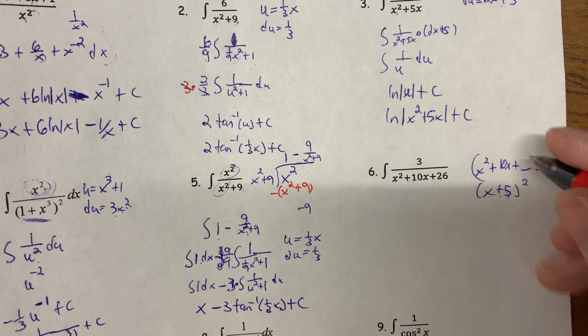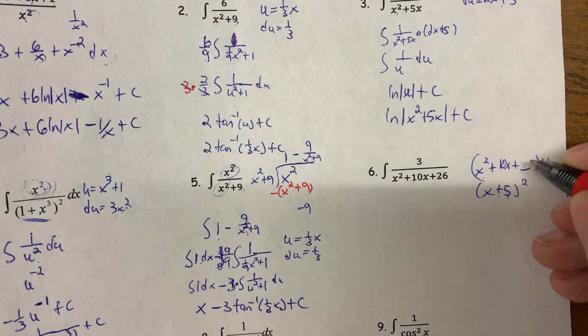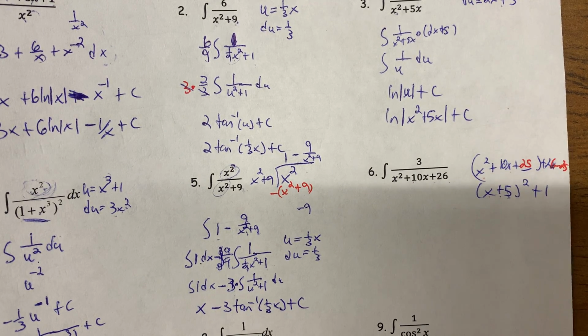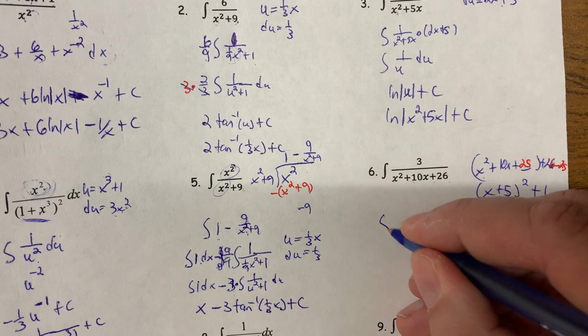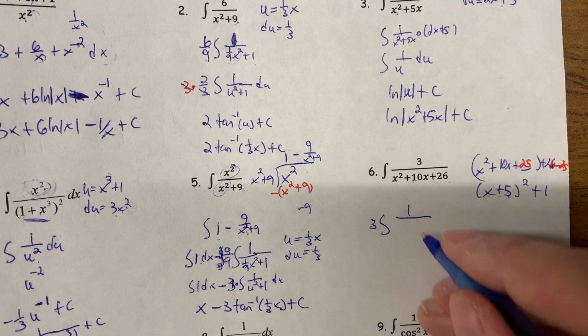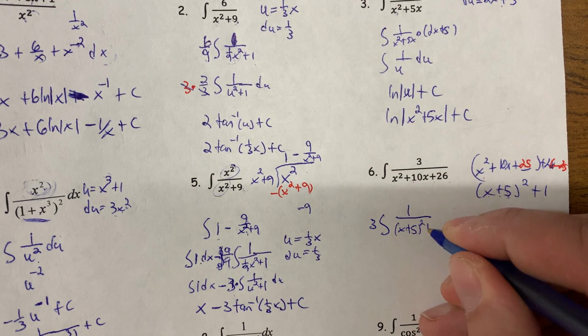And so let's go back up and actually complete the square. So x squared plus 10x is plus, this is going to be 5 squared, which is 25. So we subtract, this was 26. We subtract 25 and we get 1. Okay, great. So we get the integral. I'm going to factor out the 3 to the outside of 1 over x plus 5 squared plus 1.